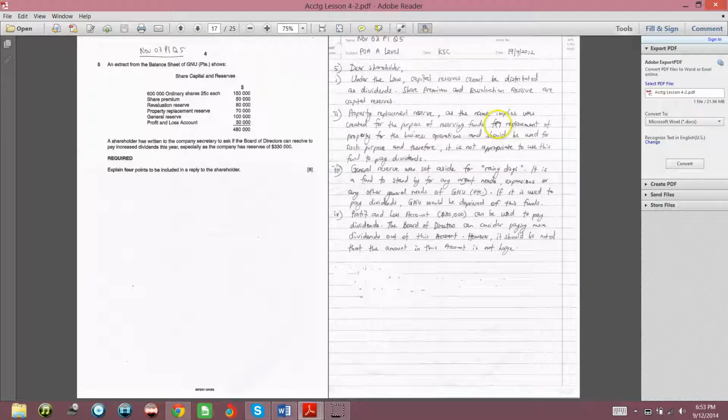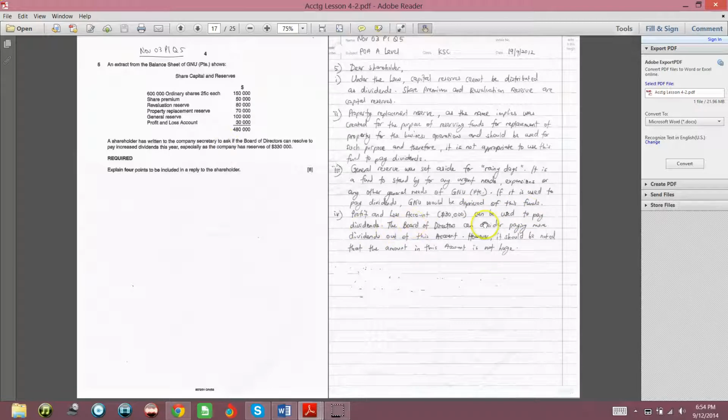Property replacement reserve, as the name implies, was created for the purpose of reserving funds for replacement of property or for the business operation, and should be used for such purpose, and therefore it is not appropriate to use these funds to pay dividend. General reserve was set aside for rainy days. It is a fund to stand by for any urgent needs, expansion, or any other general needs of GNU PTE. If it's used to pay dividend, GNU will be deprived of this fund.